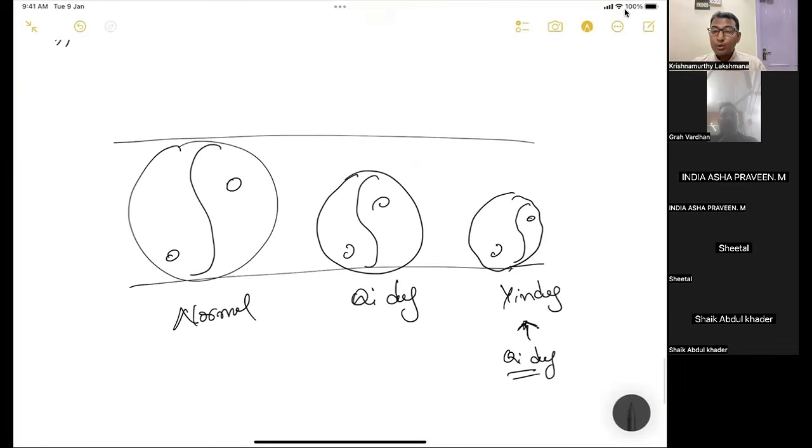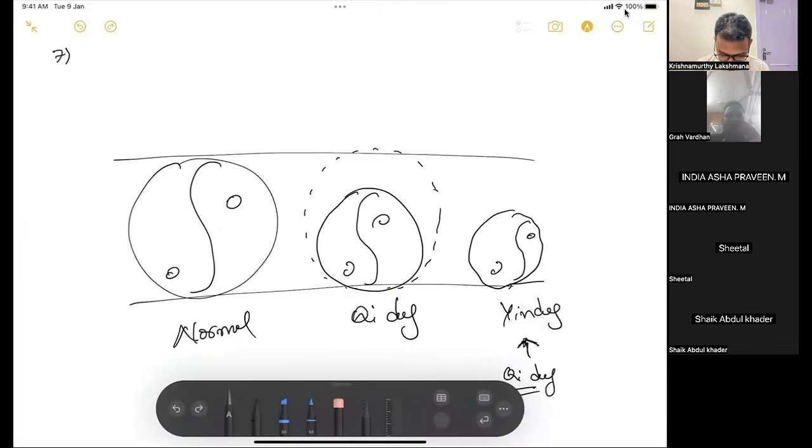Say now, what are you trying to do when somebody is in Yin deficiency? Say somebody is in Qi deficiency and you are trying to give Qi deficiency protocol. What are you trying to do? You are trying to increase this. Right. So it will increase Qi as per the ratio. As per the ratio, it will try to increase. So it will try to retain the ratio.